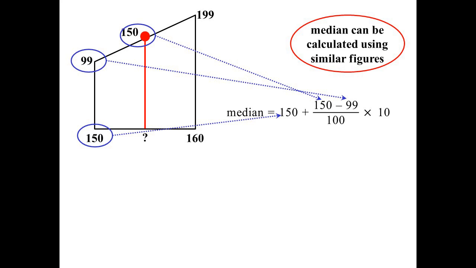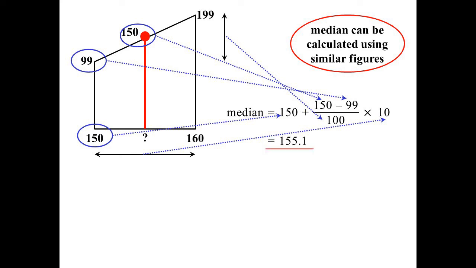I know 150 minus 99. That's the difference in the heights. 150 minus 99. And I'll divide that by the height, which is 100. We're going from 99 to 199. So basically I'm saying it's that proportion. How far up have I gone? It's that proportion. And therefore it must be the same proportion on the base, which is 10. And that works out, it was close to 155, but no, it's 155.1.